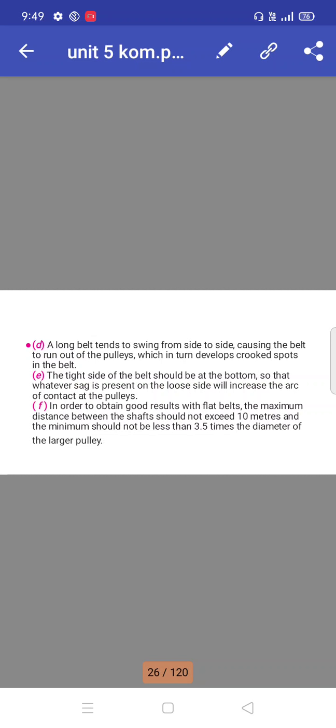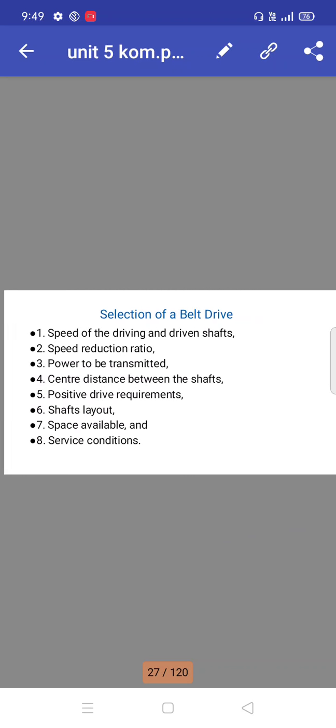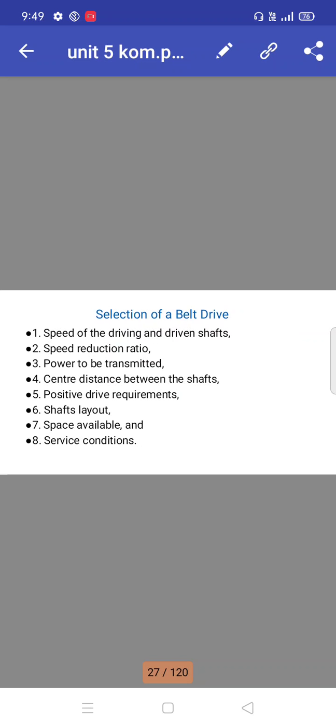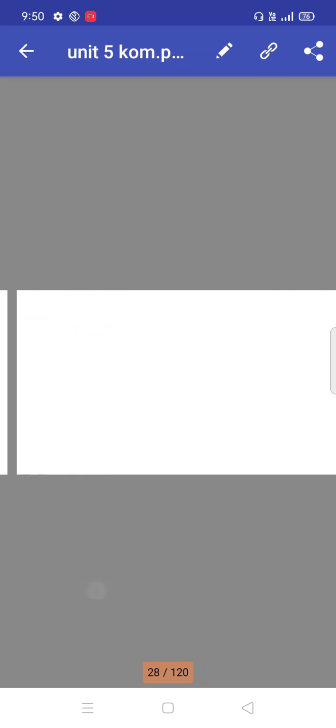In order to obtain good results with flat belts, the maximum distance between the shafts should not exceed 10 meters and the minimum should not be less than 3.5 times the diameter of the larger pulley. Selection of belt drive: the speed of the driving and driven shafts, speed reduction ratio, power to be transmitted, center distance between the shafts, positive drive requirements, shaft layout, space available, and service conditions.